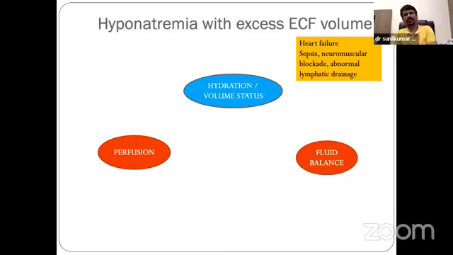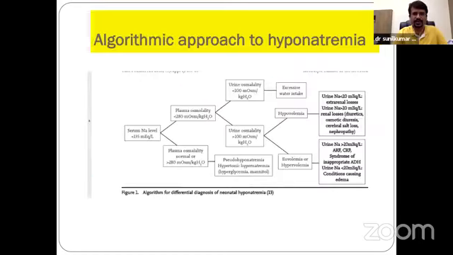Okay. Then coming to hyponatremia with excess of ECF volume. So in early stages of heart failure and sepsis, and in neuromuscular blockade and abnormal lymphatic drainage, we will see these are the etiology for the hyponatremia with excess of volume. So because of this, the ECF will be expanded, okay, and the baby gains some weight, and perfusion will be reduced. Okay. So this is what I told.